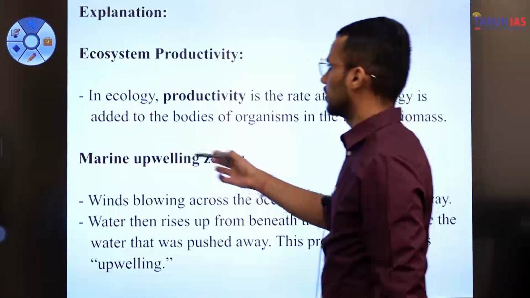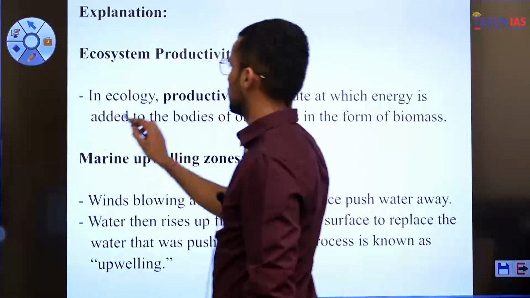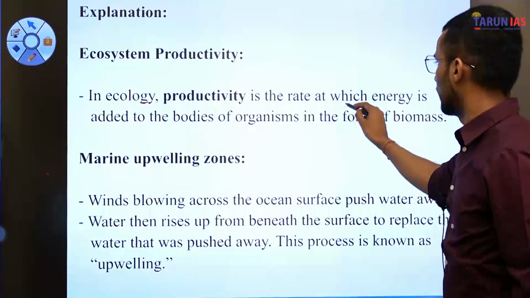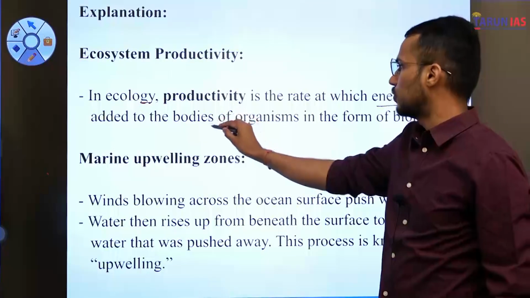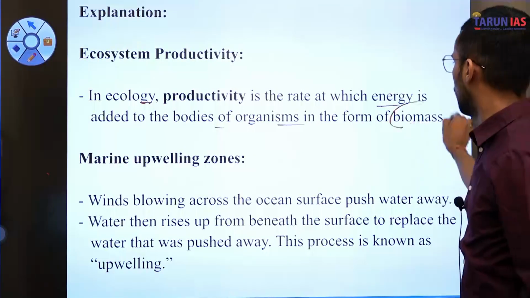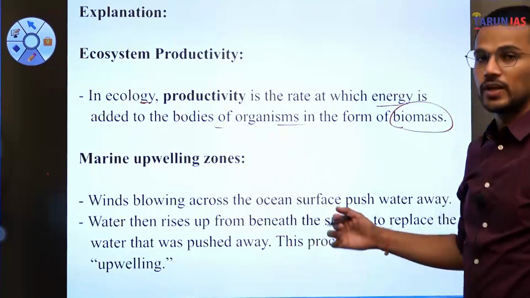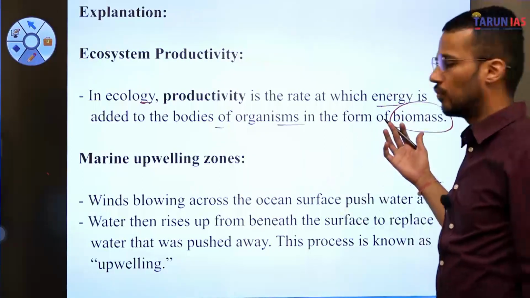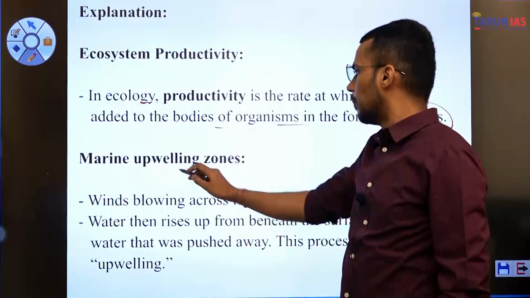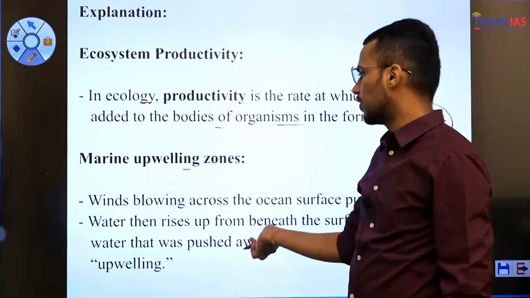So ecosystem productivity, we have already discussed. Ecosystem productivity is the rate at which energy is added to the bodies of organisms in the form of biomass. That means rate of accumulation of energy in the form of biomass. Marine upwelling zones, we have already discussed.